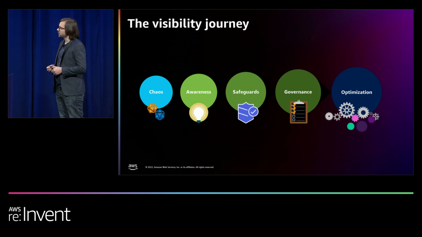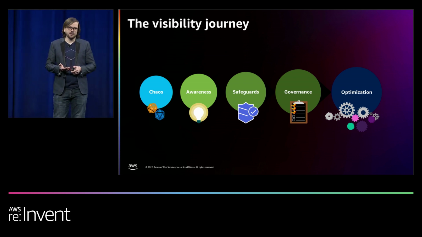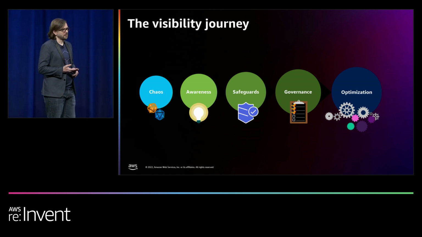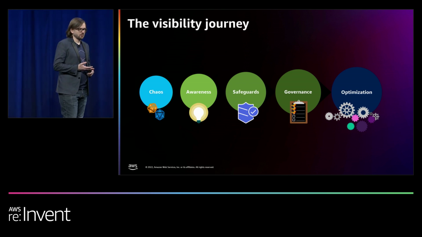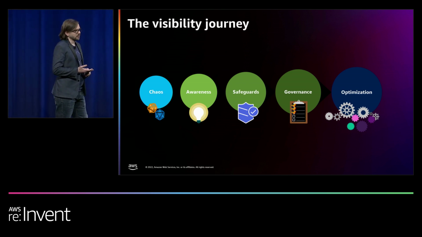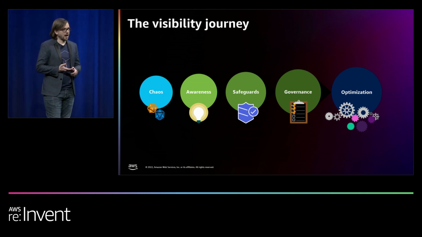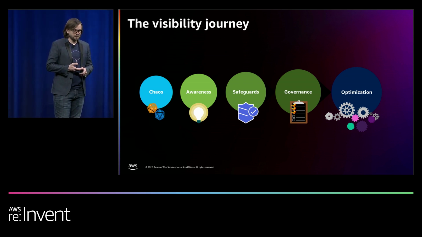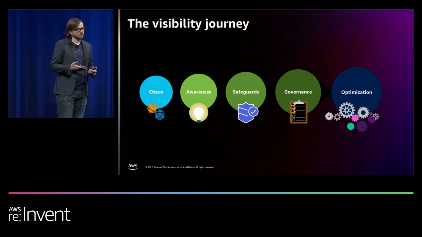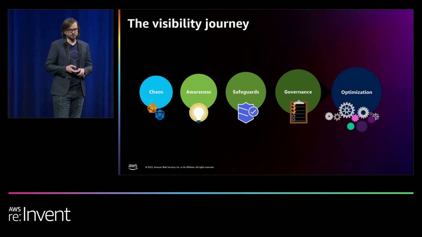And once we go through the safeguards part of the journey, we get to governance. And that's where we're doing things like implementing tag methods. We're implementing maybe organizations or account mapping exercises, and really trying to understand and map out what are our accounts and the resources we have to what business value they're trying to deliver.